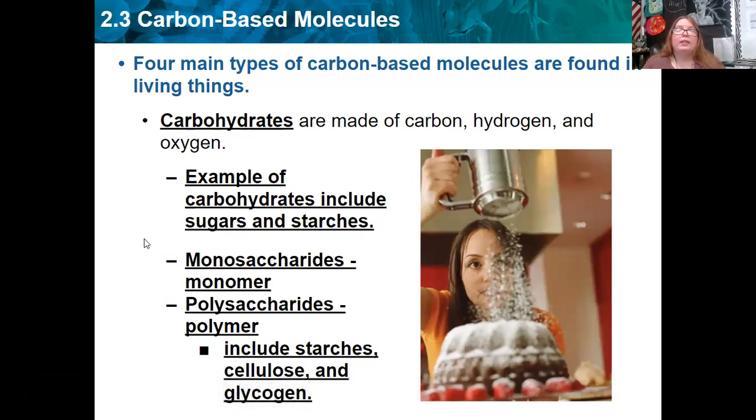So the monosaccharide is going to be the monomer. Mono means 1. This should be the easiest one. Monosaccharide is the monomer. So it's 1 sugar. Polysaccharides are the polymers. So there's many sugars. So these polymers include starches, cellulose, and glycogen. Okay, starch we're familiar with.